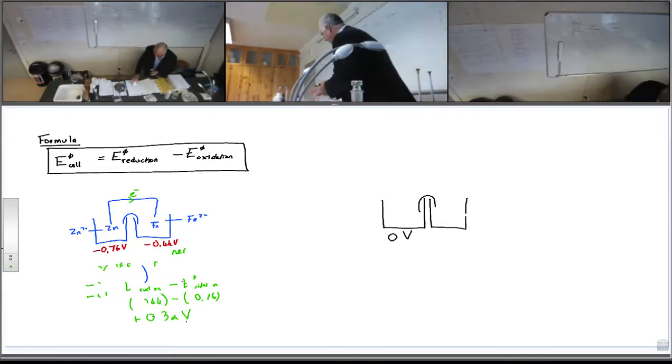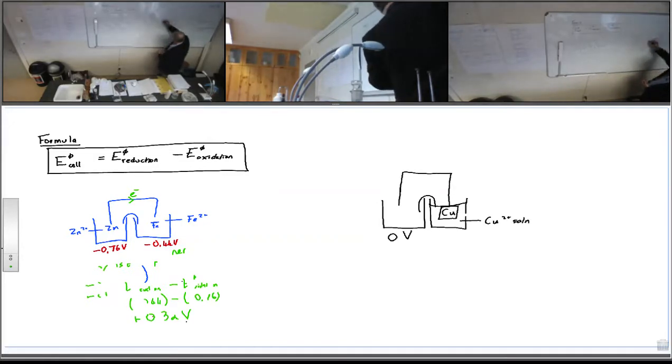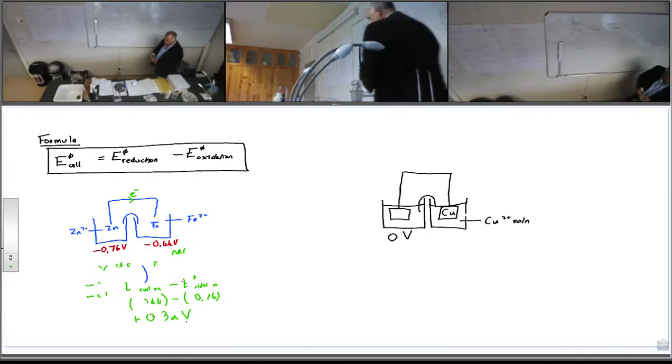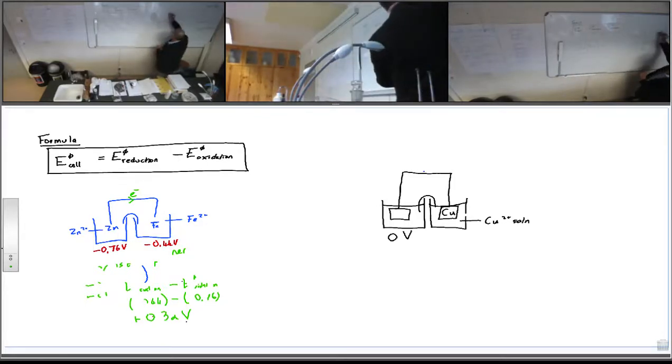Our good old copper. So let's say we're trying to determine the value of copper. We're not sure what copper's value is. We connect copper up with copper 2+ solution, and we connect it to this half cell which has got a value of 0. Now, we find when we do that, that the electrons get pulled that way, let's say.